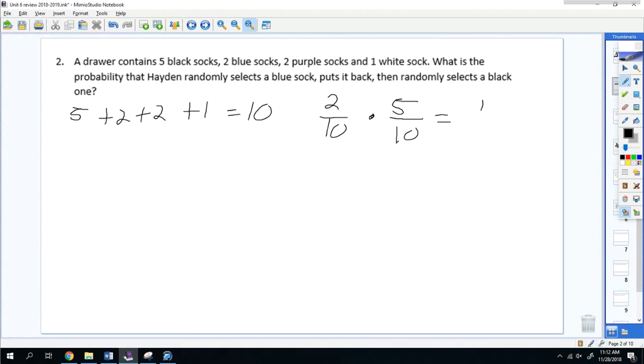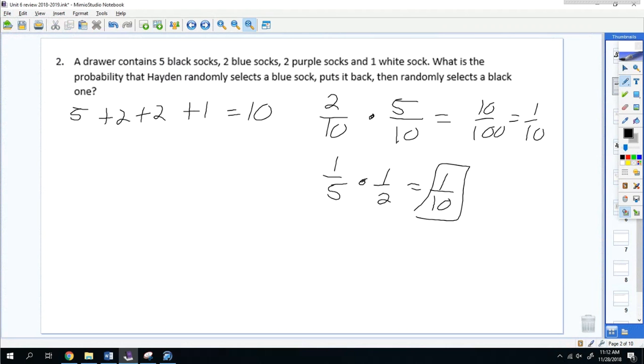So you can multiply that, and you can get 10 over 100, which is 1/10. Or you can simplify before you multiply and make that 1/5 times 1/2. When you multiply, you get 1/10, which is the same thing. Either way, does not matter.